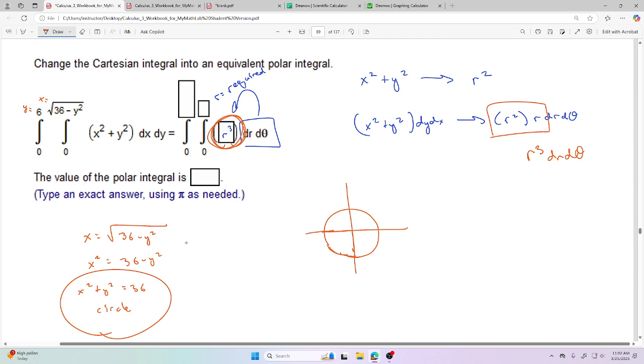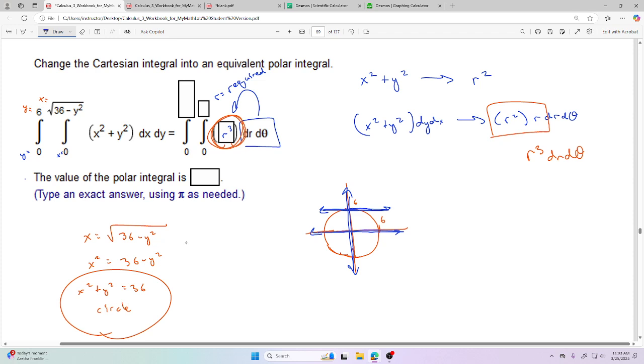So we have a circle, and its radius is 6. Okay, let's figure this out. It says also we got y equals 6. So let me start graphing this in a different color. So y equals 6 is this guy. So I have a line like that. I have this circle thing. And then I got y equals 0 and x equals 0.